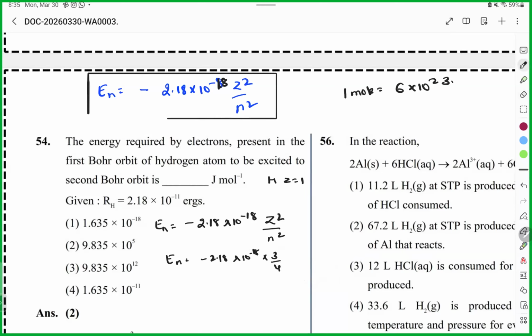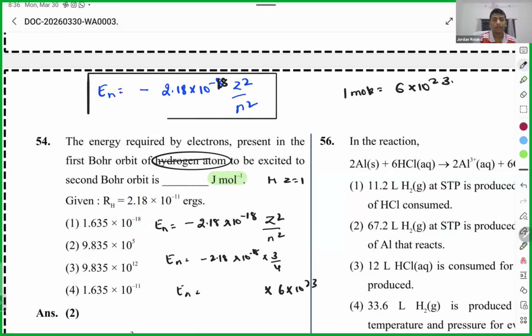Whatever energy you get, this is for one atom of hydrogen. Correct? Then you have to calculate for the mole, because the given formula is joules per mole. So for one atom this, for more number of atoms, more energy. So En will be whatever number you get, you multiply with 6 into 10 raised to power 23. So then the answer will be minus 2.18 into 10 to the power of 18 into 0.75 into 6 into 10 to the power of 23. Okay, I think I missed that 6 into 10 to the power 23.